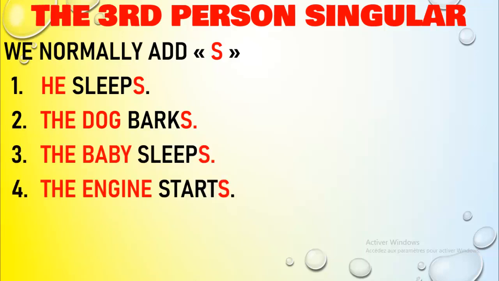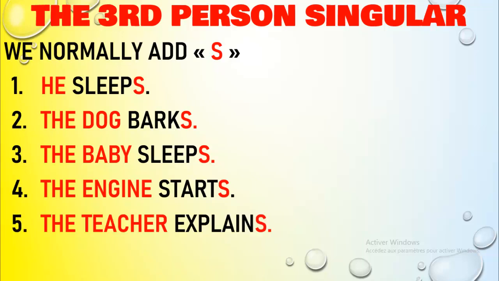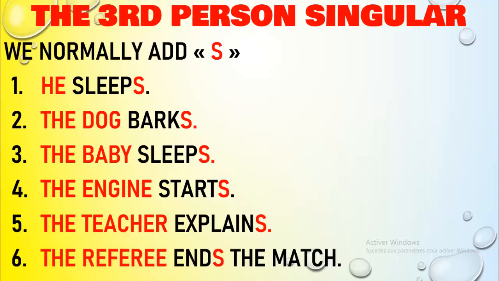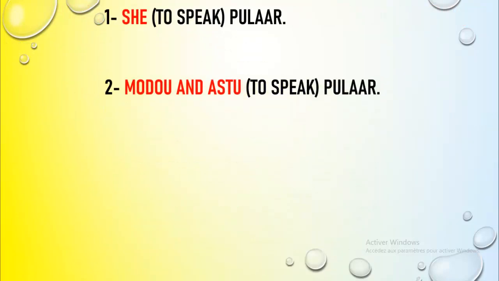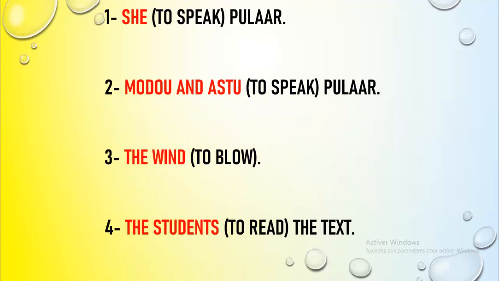The dog barks. The baby sleeps. The engine starts. The teacher explains. The referee ends the match. As you can see, all these verbs end in S because the subject is singular. So you have S at the third person singular. Exercise: she to speak Polar, Modou and Astou to speak Polar, the wind to blow, the students to read the text.